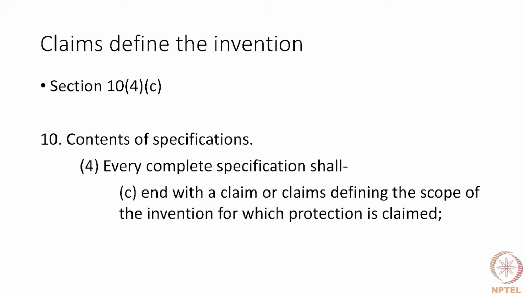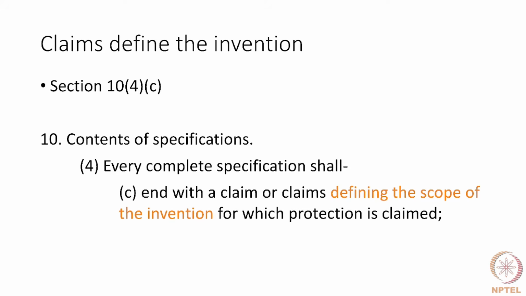Now the claims have to define the scope. That's the function of the claim. The claims have to define the scope of the invention for which protection is claimed. Defining the scope is done by the language of the claim itself, and you will see why the structure of the claim is important in defining the scope.